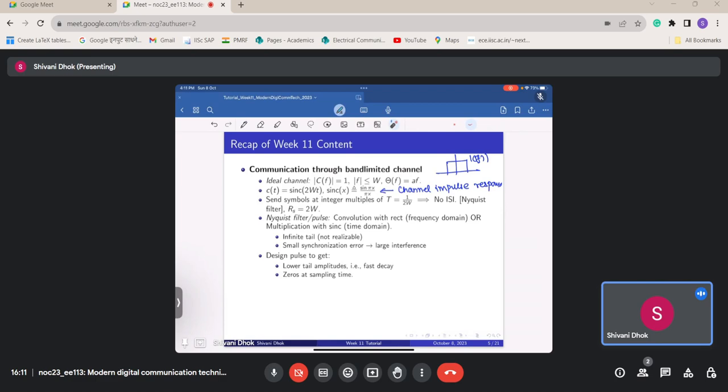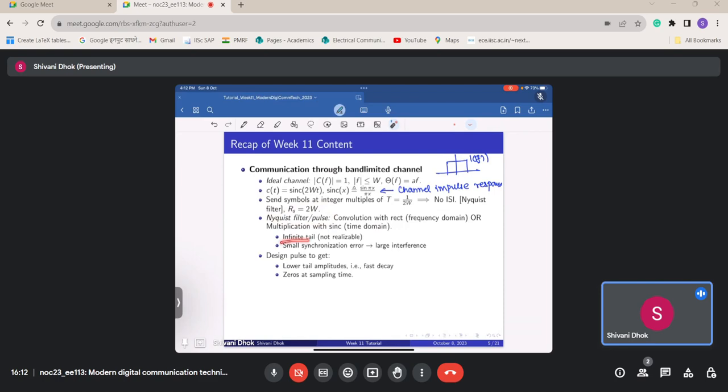It was discussed that if we send the signals at integer multiples of 1 by W and set it as my symbol duration, then we get no ISI, and this is known as the Nyquist filter, and the maximum symbol rate that we can achieve is 2W in this case, which is nothing but 1 by T. Now this Nyquist filter is defined in general as convolution with a rectangular function in frequency domain, or multiplication with a sinc in time domain. Now when we are having this Nyquist filter, there are some issues with it.